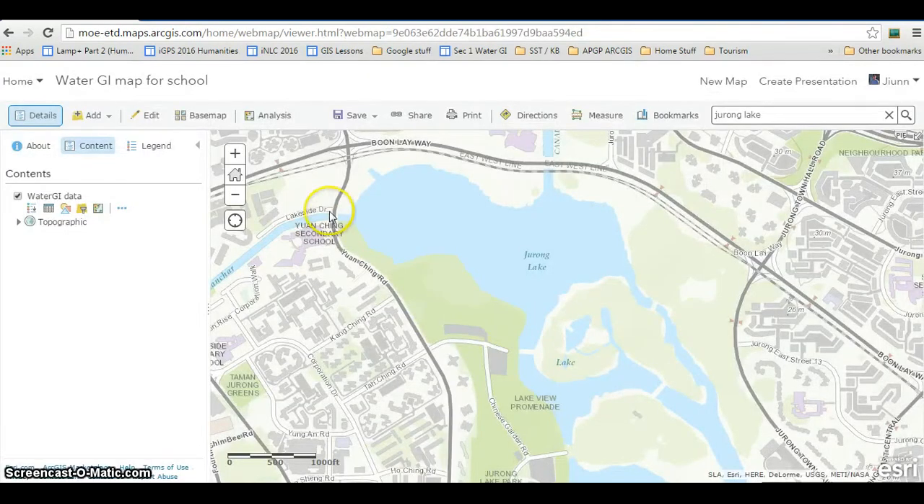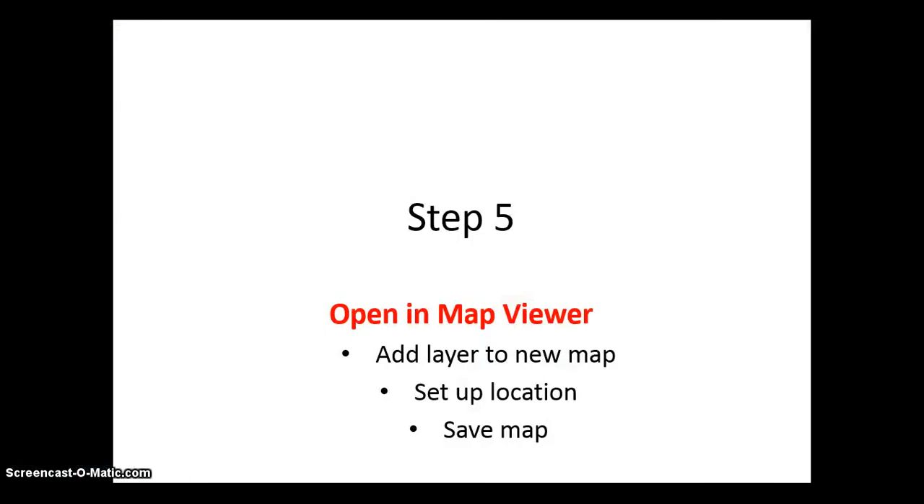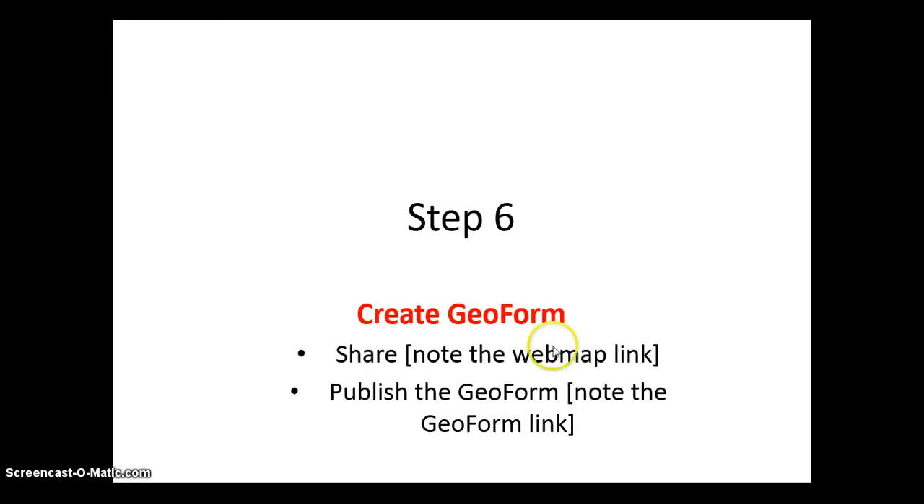So after saving this map, now we can move on to creating the GeoForm. So we've done the map. Now we're going on to step 6 to create the GeoForm. So here we need to click on share in the web map, and then also we need to take note of the web map link so that we can actually come back to this map again to do the analysis. And when we publish the GeoForm, do also take note of the GeoForm link. This is the link where we can give to the students to do their data collection.